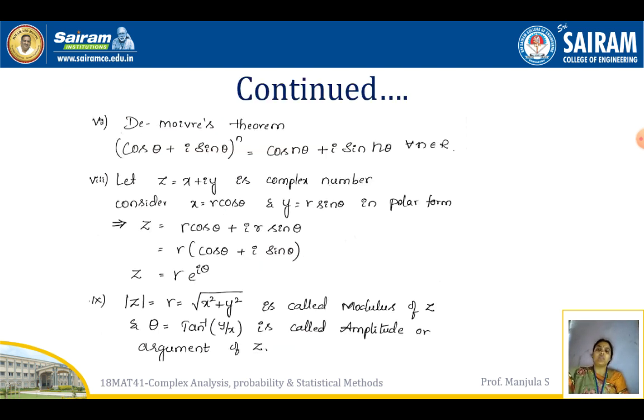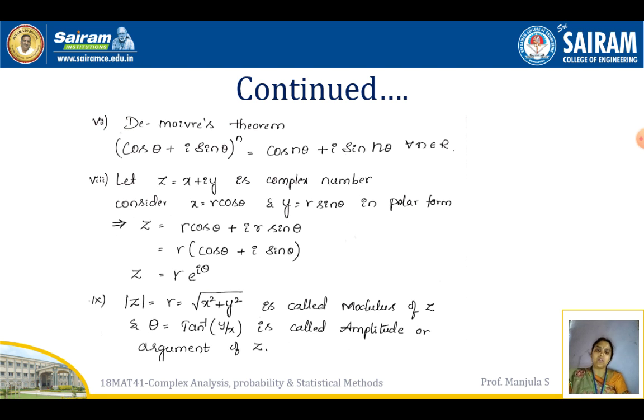Some other important formulas are there, which you also have to remember. This is very useful while doing the problems. De Moivre's theorem: cos theta plus i sin theta, whole to the power n, can be written as cos n theta plus i sin n theta, for all n belonging to R. Let z equals x plus iy be a complex number. Here x is r cos theta and y is r sin theta. Substitute the values of x and y in the previous equation and take r as common. That will become cos theta plus i sin theta. So z equals r into e to the power i theta.